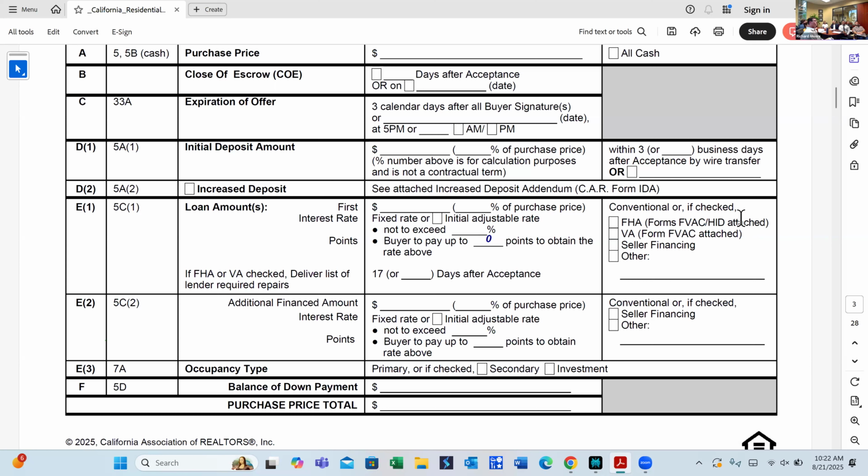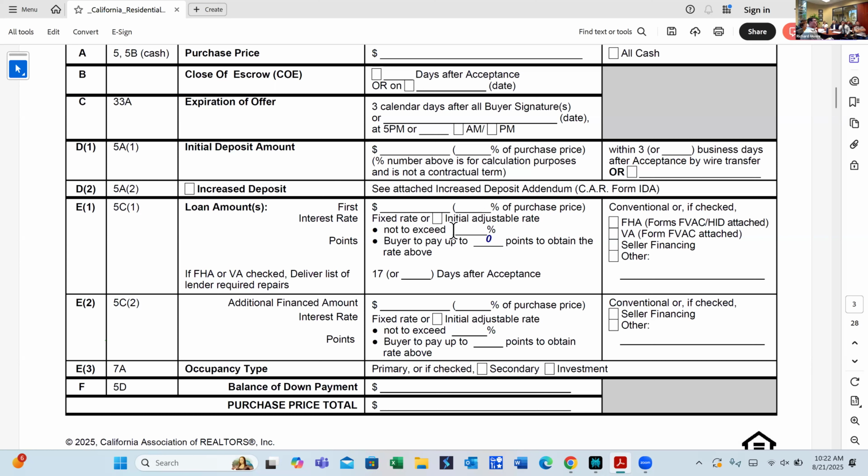Now to the right, you'll see conventional if checked. The default is that if I'm getting a loan, it's going to be conventional financing. If you're going to obtain FHA, VA, or other financing, you would check the appropriate box. Now let's go back to the fourth column from the left. If we were to say in our presentation of this purchase contract that we're going to be putting $800,000 for the loan amount, it's going to calculate 20% of the purchase price.